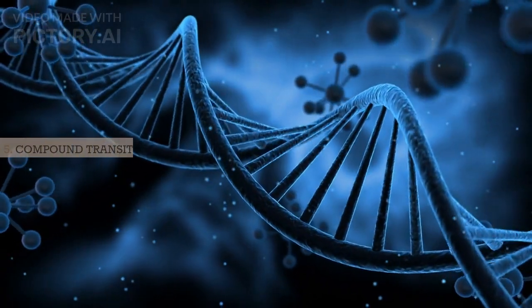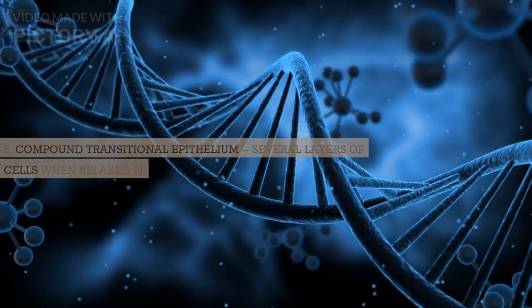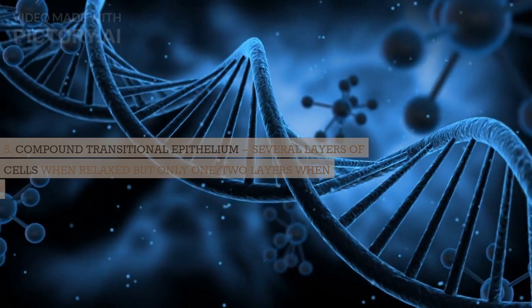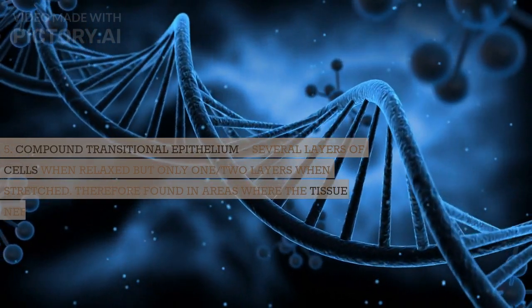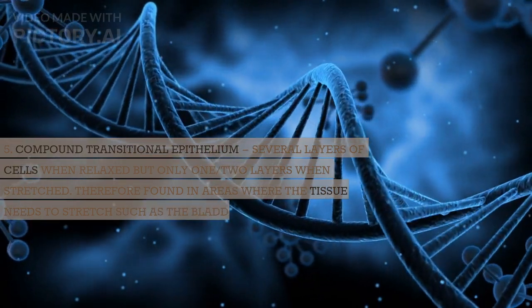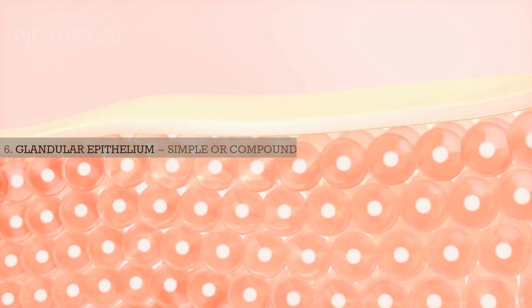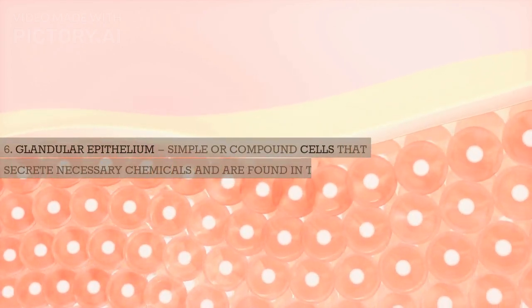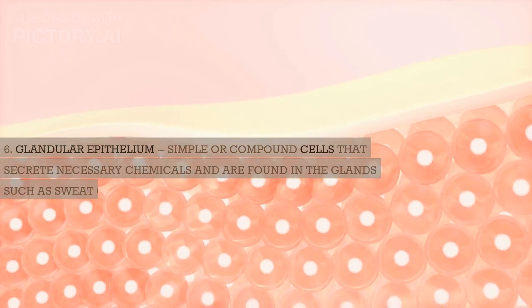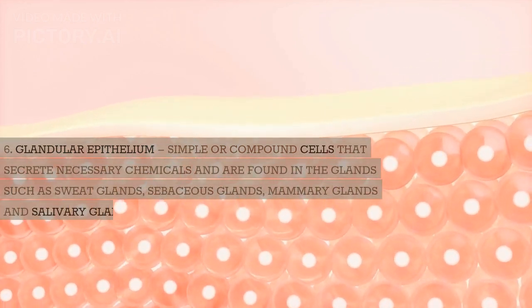5. Compound transitional epithelium, several layers of cells when relaxed but only 1/2 layers when stretched. Therefore found in areas where the tissue needs to stretch such as the bladder wall. 6. Glandular epithelium, simple or compound cells that secrete necessary chemicals and are found in the glands such as sweat glands, sebaceous glands, mammary glands and salivary glands.